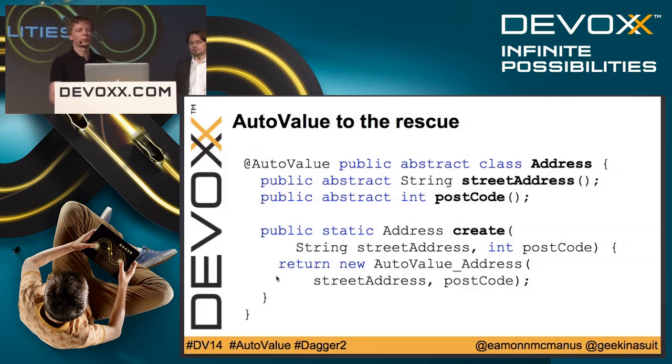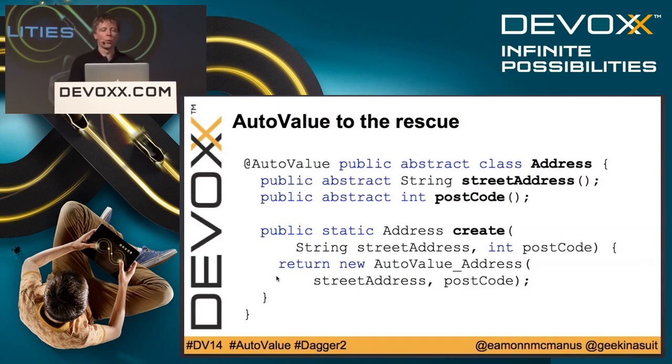What's going to happen is the annotation processor is going to run during compilation, and it's going to generate a subclass of this, a sort of private subclass of this abstract class, that implements those methods and that implements hash code and equals and toString in the obvious way. So it's going to write the obvious code that you would have had to write.